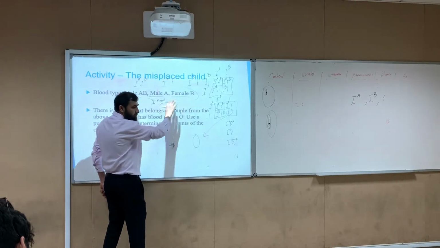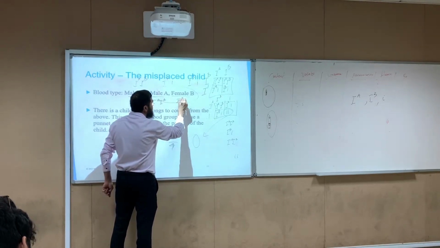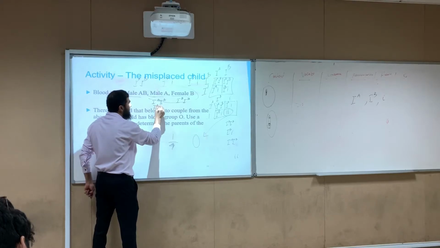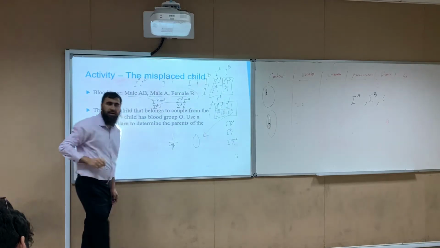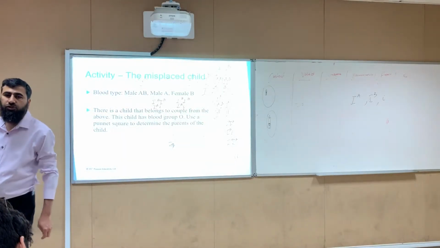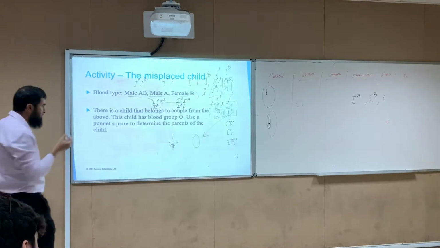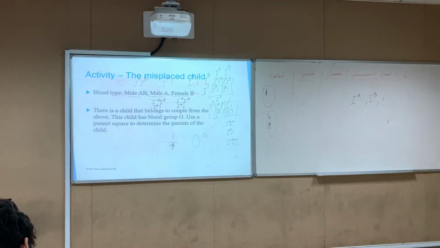And the same applies to the female as well. So she cannot be BB. Both of them must be in the heterozygous form. They cannot be homozygous dominant for B. You got that? So we answered that question.